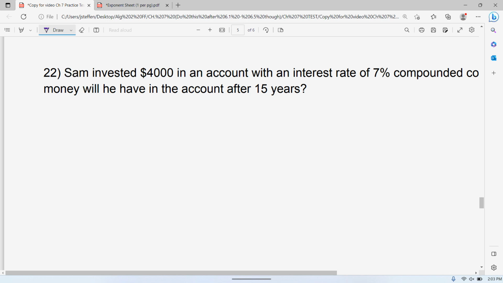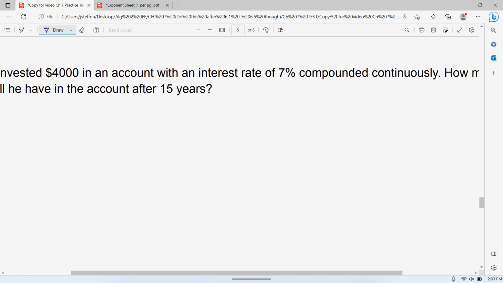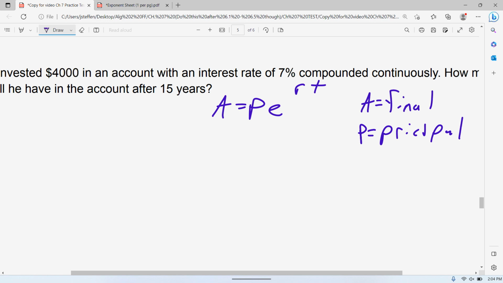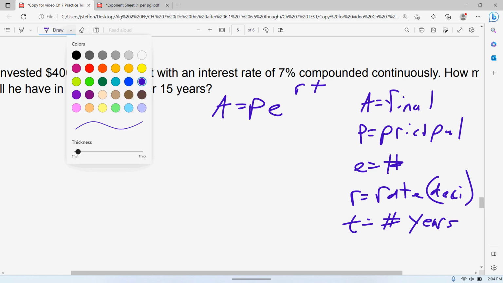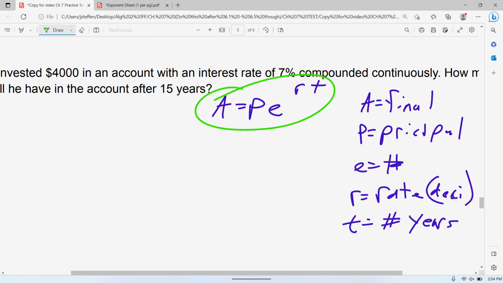So the next one, we are doing compound interest problems, and the formula is A equals P e raised to the RT. I'm not going to make you memorize it, but you have to know what it means. A is the final amount. P is the principal, and that's the starting amount. E is the number. That's just a number, 2.7 or something like that. R is your rate. Remember, that's always going to be a decimal. And T is the number of years. It's the time, but for our purposes, it's going to be the number of years. So I will give you this formula. I'm not going to give you any of these, so make sure you know what everything means.